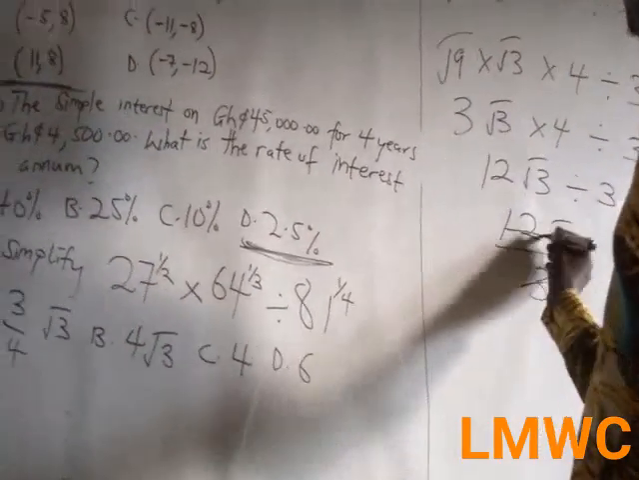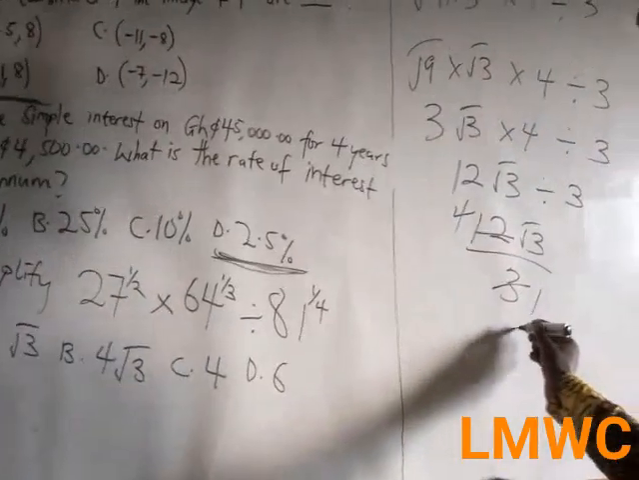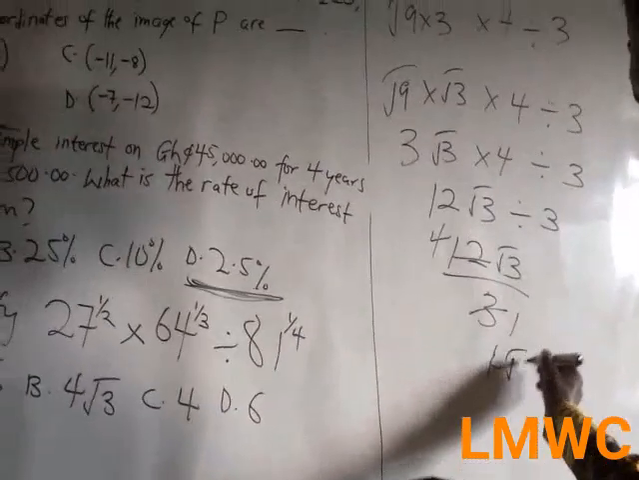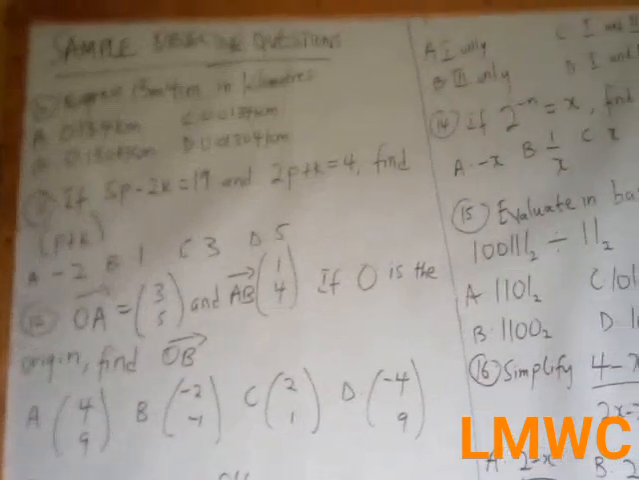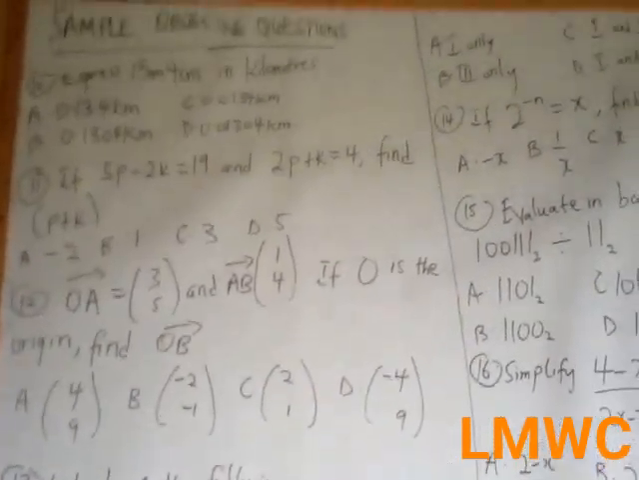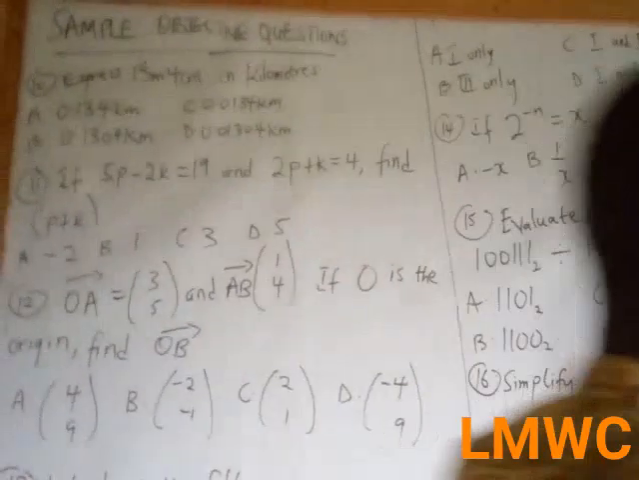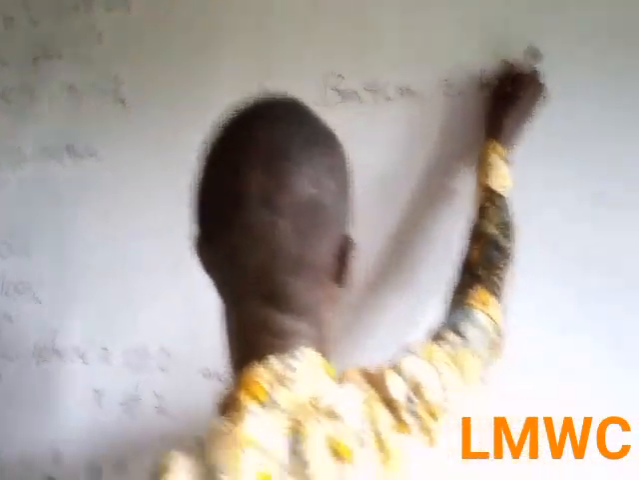So 3 goes here 1, 3 goes here 4. So we have our answer as 4 root 3. So our answer is B. Question 10 is measurement. Express 13 meters 4 centimeters in kilometers. So 13 meters 4 centimeters, we want it in kilometers.